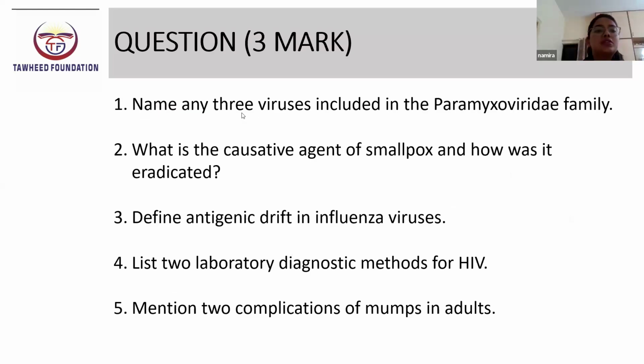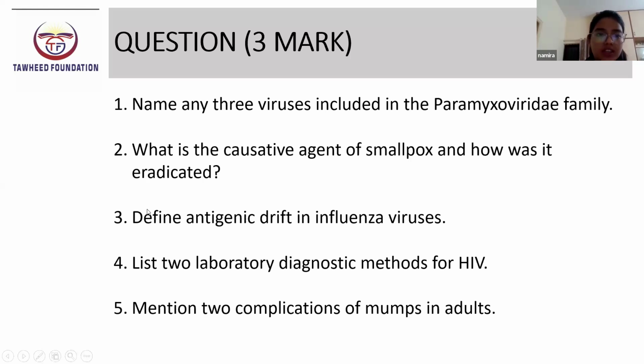Questions. For 3 marks: first, name any 3 viruses included in the Paramyxoviridae family. Second, what is the causative agent of smallpox and how was it eradicated? Third, define antigenic drift in influenza viruses. Fourth, list 2 laboratory diagnostic methods for HIV. Last, mention 2 complications of mumps in adults.